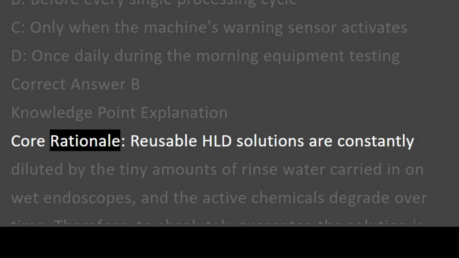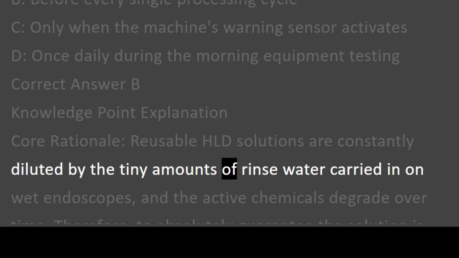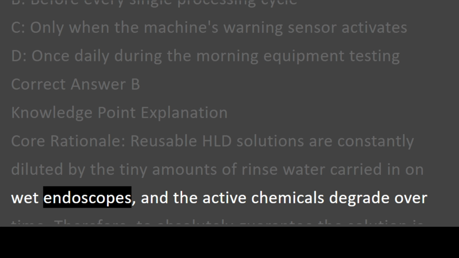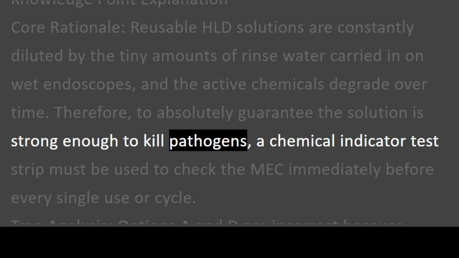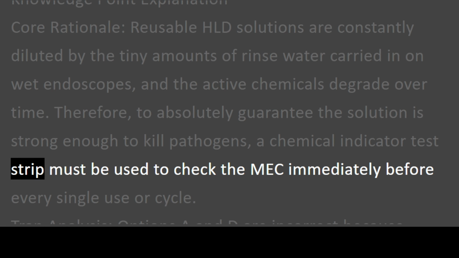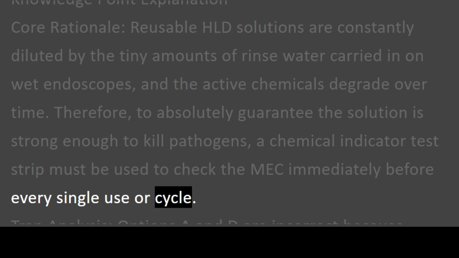Core rationale. Reusable HLD solutions are constantly diluted by the tiny amounts of rinse water carried in on wet endoscopes, and the active chemicals degrade over time. Therefore, to absolutely guarantee the solution is strong enough to kill pathogens, a chemical indicator test strip must be used to check the MEC immediately before every single use or cycle.